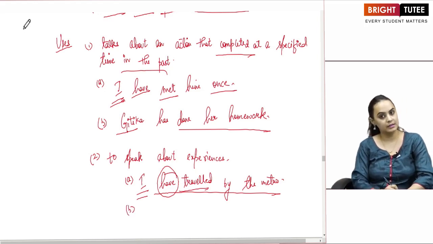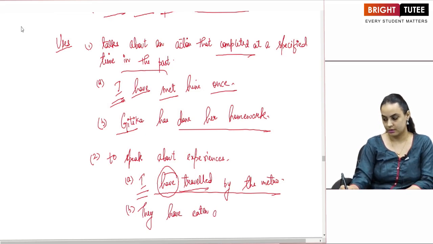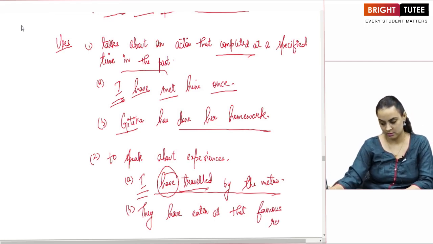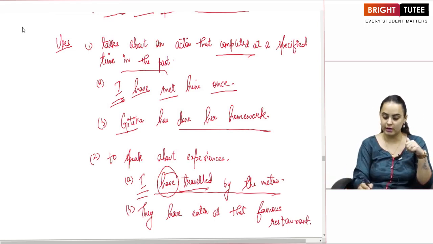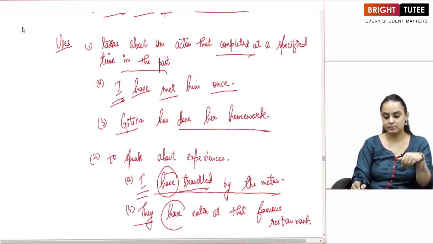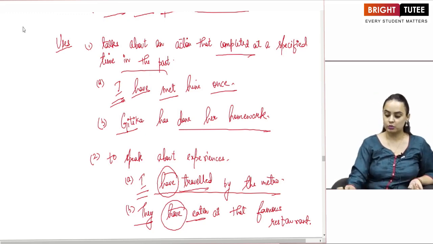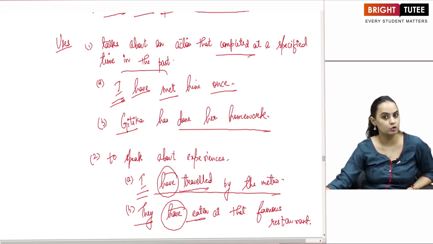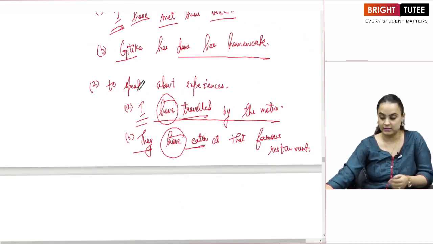If I give you another example, if I say they have eaten at that famous restaurant. What is my subject? They. Since they is plural, so we use have. Third form of the verb, eat, ate, eaten. So eaten at the famous restaurant. This is an experience that you are describing to people about you having eaten at some famous restaurant. So we use the present perfect tense for that.